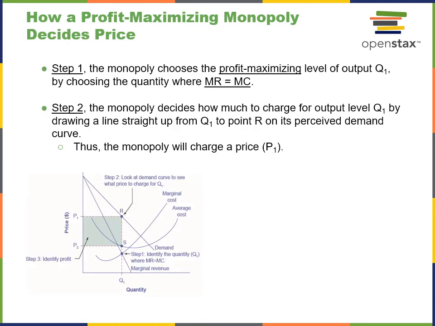Now let's do steps 1 and 2. Step 1, the monopoly chooses the profit maximizing level of output, Q. You see Q down there on the graph. You choose the point where the marginal revenue equals the marginal cost. And you see that point? Okay. Then the monopoly decides how much to charge at output level Q by drawing a line straight up from Q1 to point R on the demand curve. And you can see way up there, so there is a price of P1. Okay.